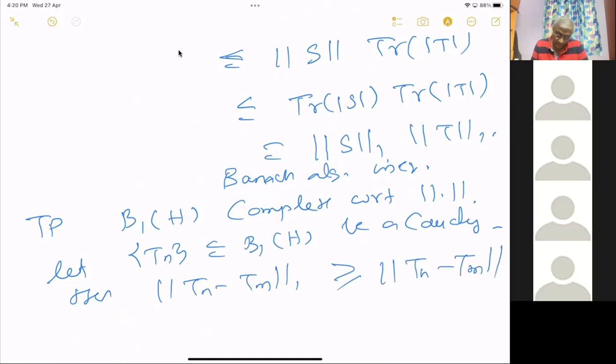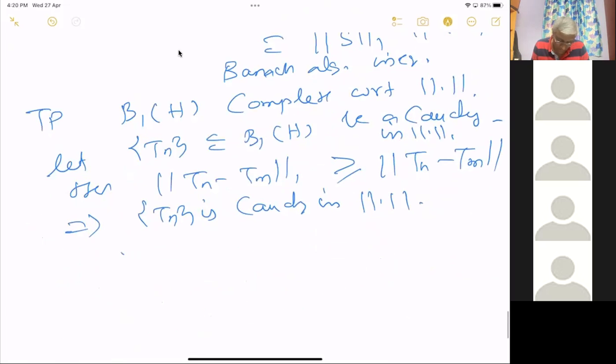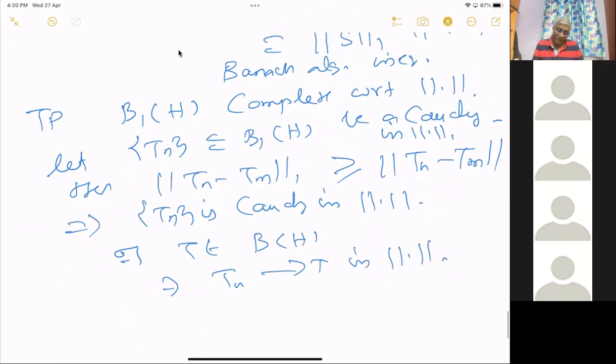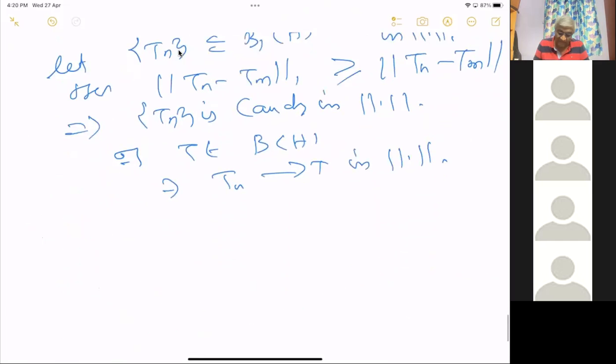So this implies Tn is Cauchy in the operator norm. So there exists a T in B of H such that Tn converges to T in operator norm. We have to prove that this T is trace class and Tn converges to T in the trace norm. That's what we want.